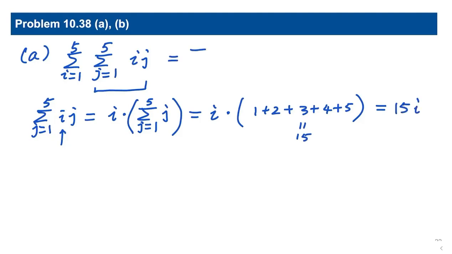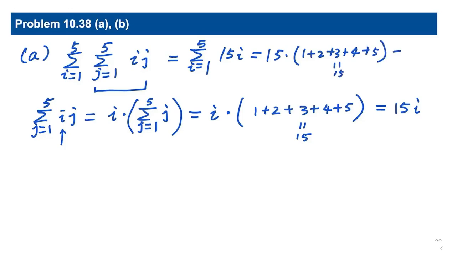Therefore, this is the sum over i from 1 to 5 of 15i, which is 15 times (1 plus 2 plus 3 plus 4 plus 5). Another 15. 15 squared, 225.